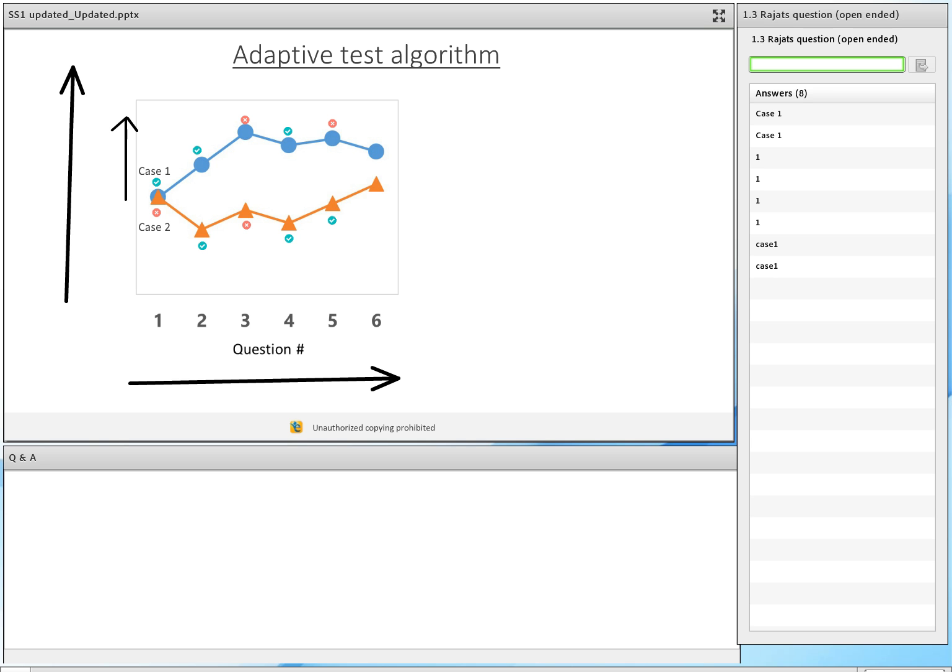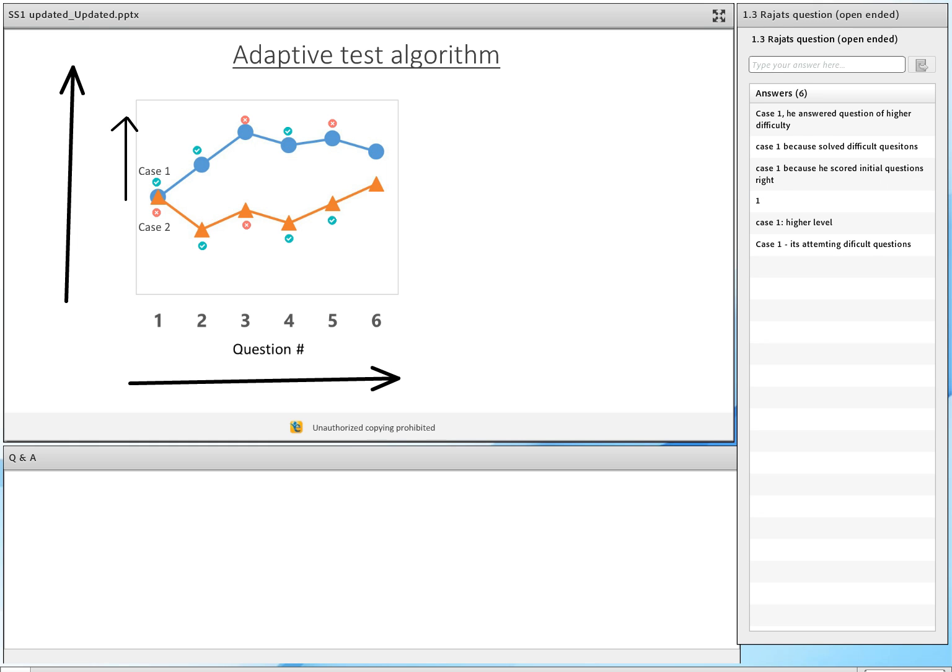Case 1, yes, pretty much everyone says case 1. That's good that everyone's saying case 1. Now my question really is, why is case 1 or student 1 doing better, even though both of them have answered 3 out of 5 questions correctly?